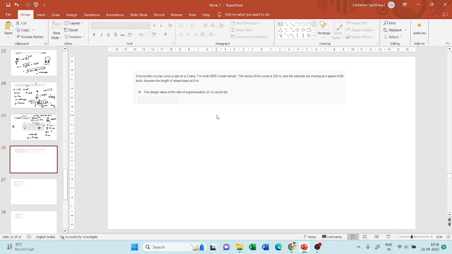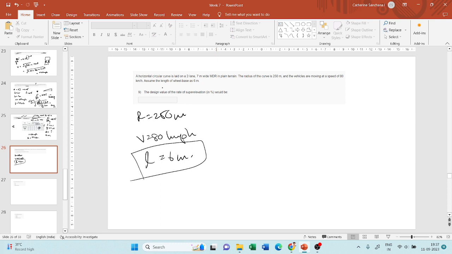Now moving on to the next question. A horizontal curve is laid on a 2-lane, 7-meter wide major district road in plain terrain. The radius of the curve, R, is given as 250 meters, and the vehicles are moving at a speed of 80 kilometers per hour. Assume the length of wheelbase as 6 meters. L is 6 meters. We will see what L is later. First we will solve this problem. I think this will come for problems 9 to 12.